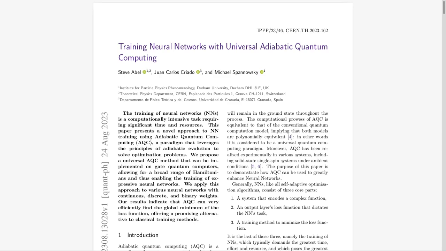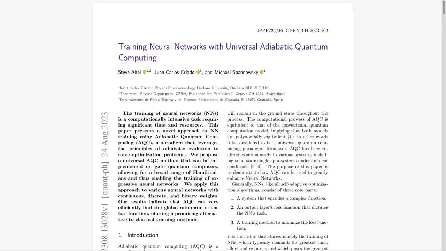Ever feel like finding the absolute best solution to a problem is like searching for a needle in a haystack? Well, imagine having a powerful magnet that could pull that needle right to you. That's kind of what adiabatic quantum computing could do for training neural networks. AQC, we'll call it for short.